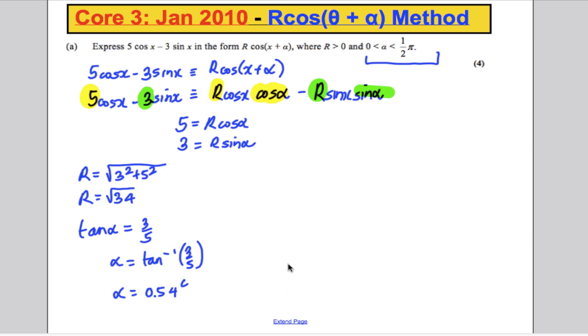So state your final answer then. I would write this underneath, I've just run out of space. 5 cos x subtract 3 sine x is therefore equal to the square root of 34 cos(x plus 0.54 radians). And that's your answer. You're done.